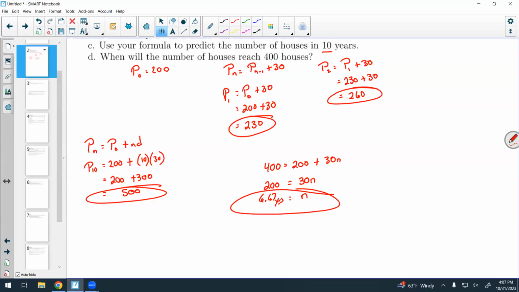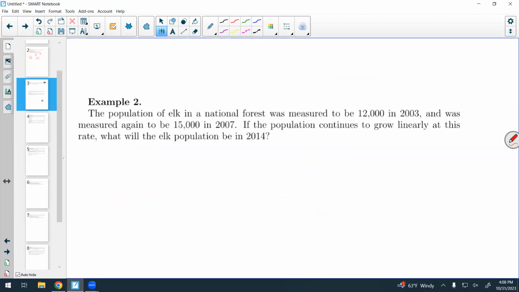Everybody got this page? Next page, scream if you need me to wait. No screaming, so I'm going on.